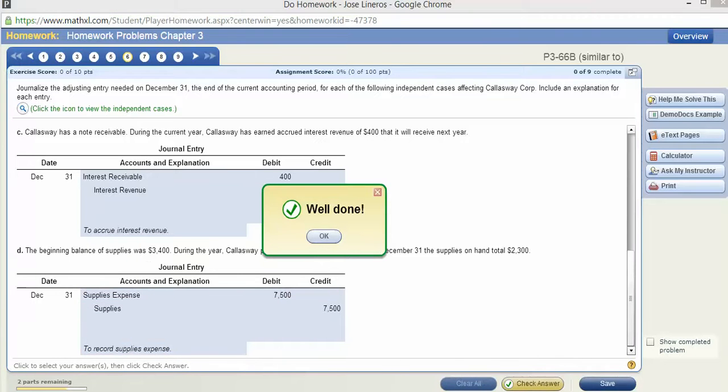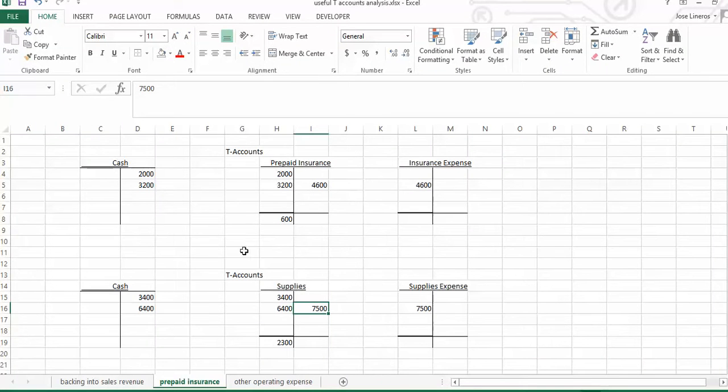Again, what will really help you here is if you see the patterns. You start with the beginning balance, you go with the ending balance. This is what's in the supplies account. A transaction happened in the middle of the year. Here you see the transaction that happened in the middle of the year. And then the difference is what you take for supplies expense, or in this case, for insurance expense.